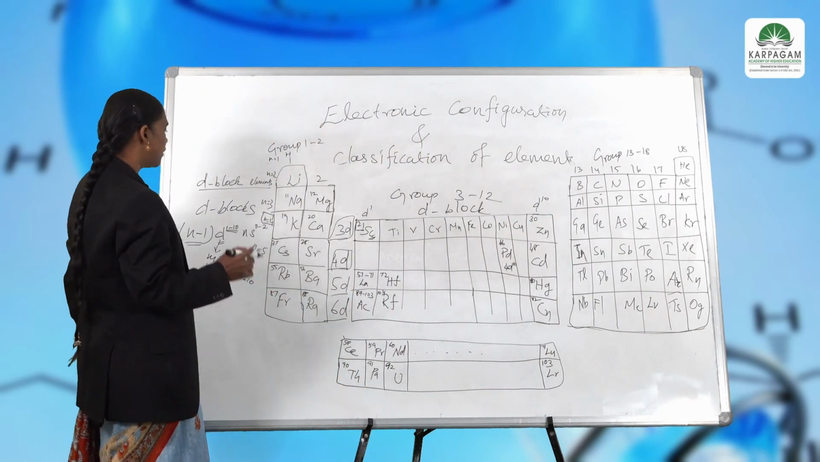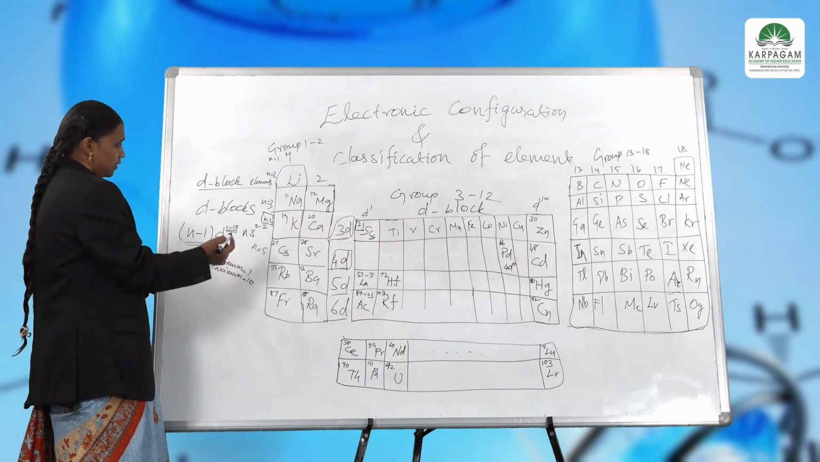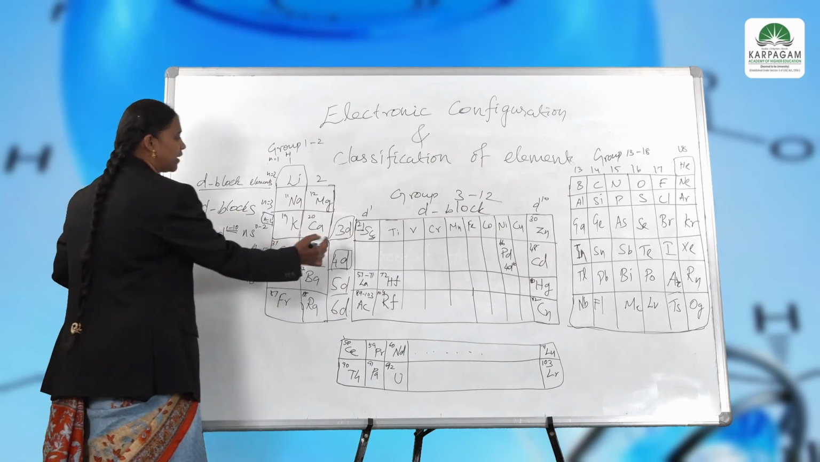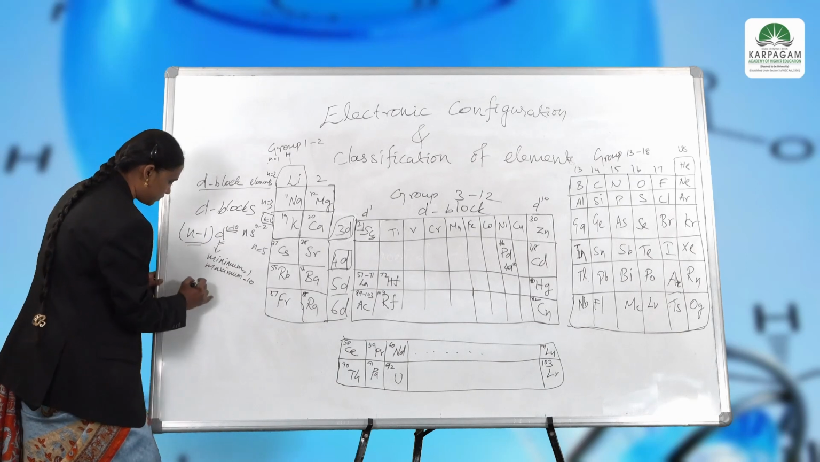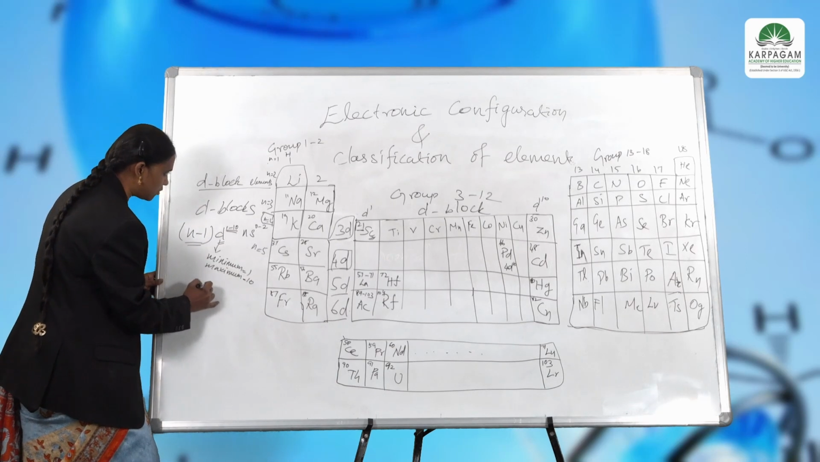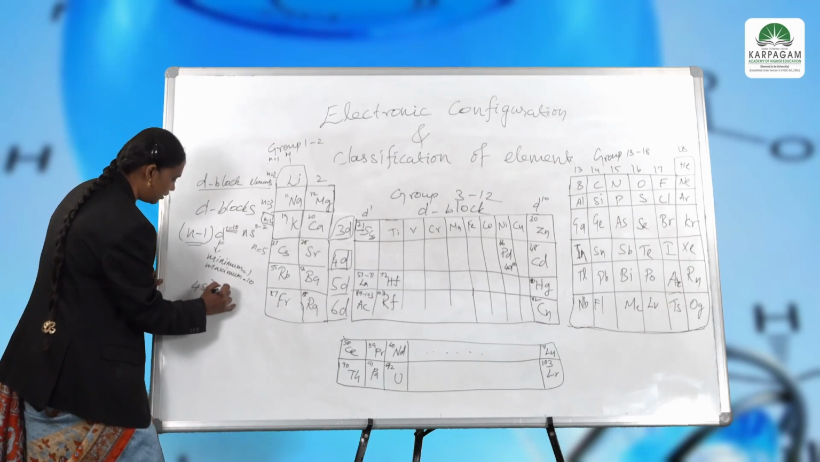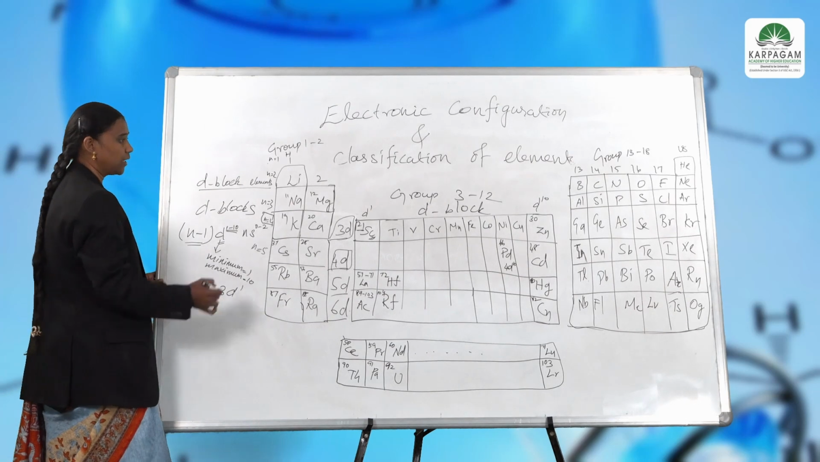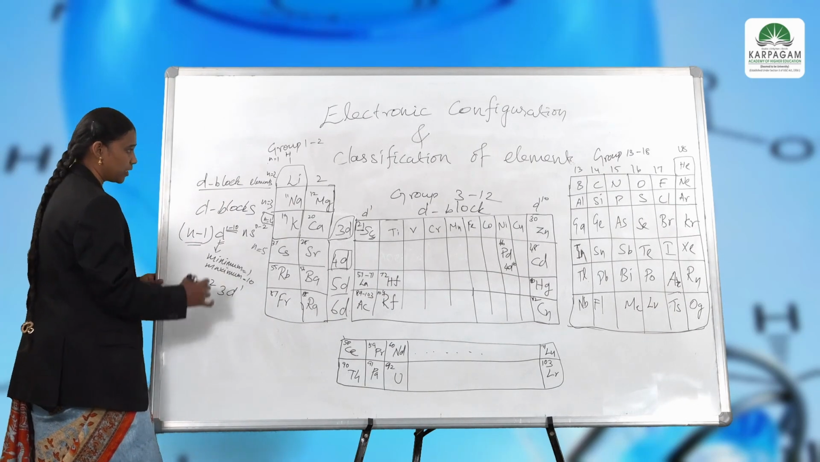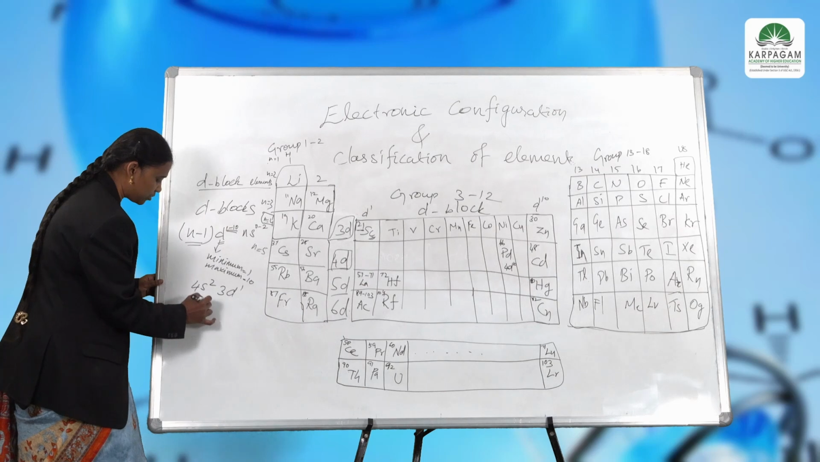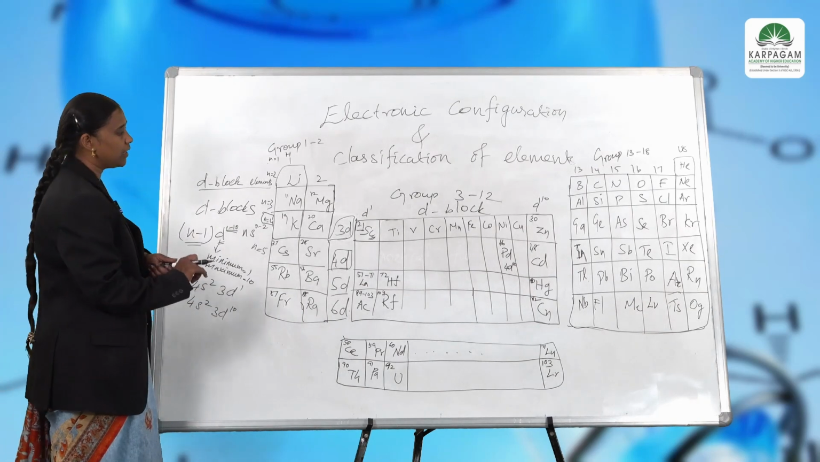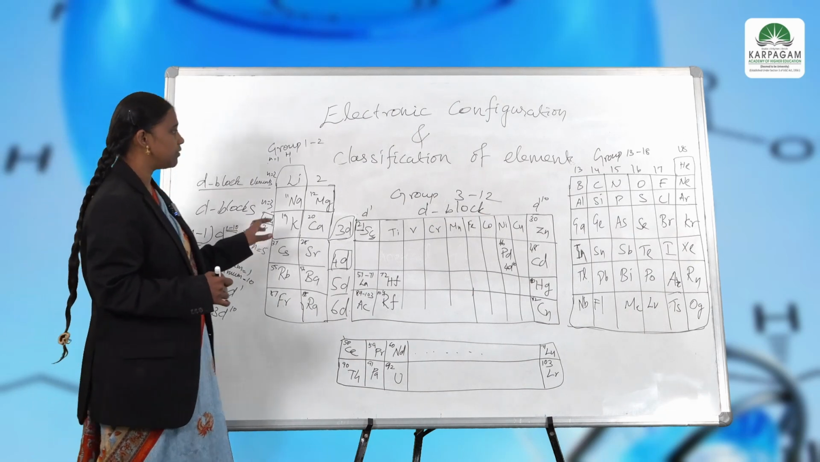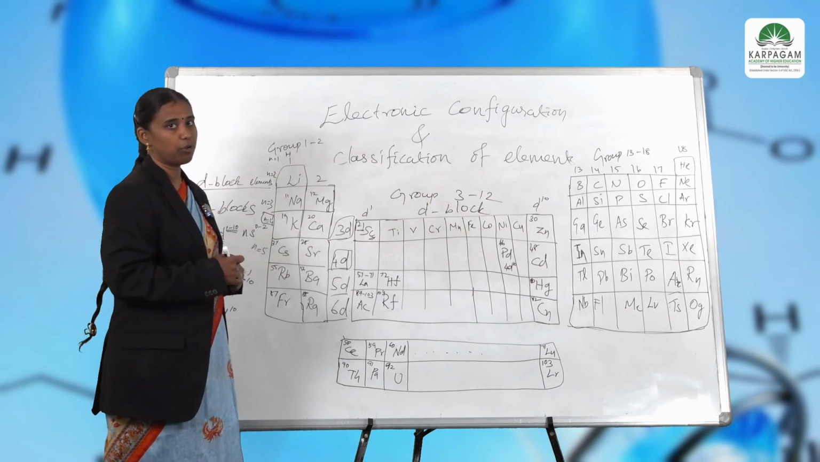Scandium's electronic configuration is 4s2 3d1, and zinc's electronic configuration is 4s2 3d10. Here, the d block is present in between the s block and p block elements.